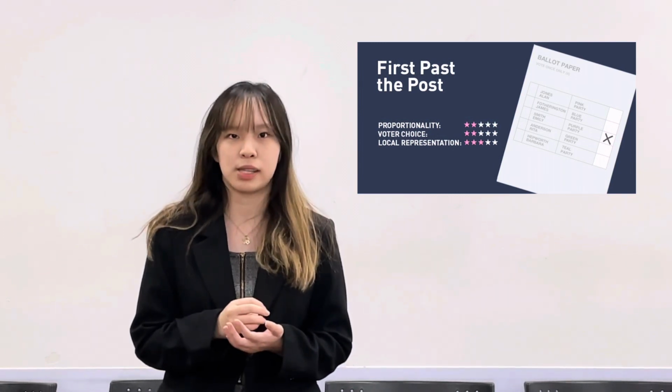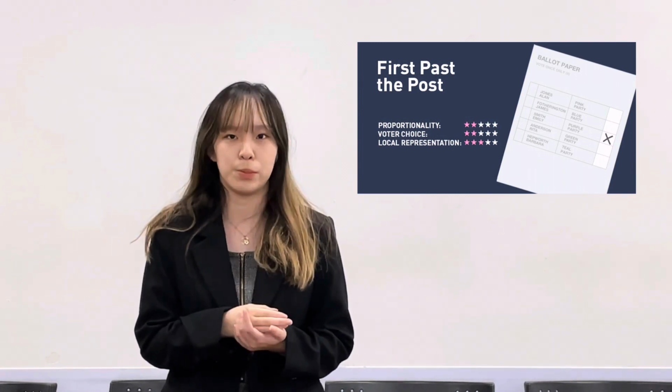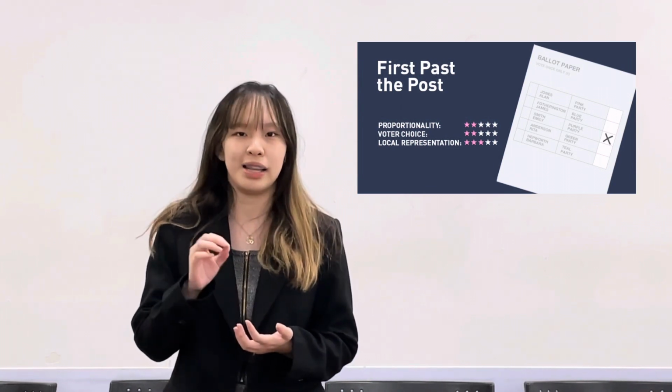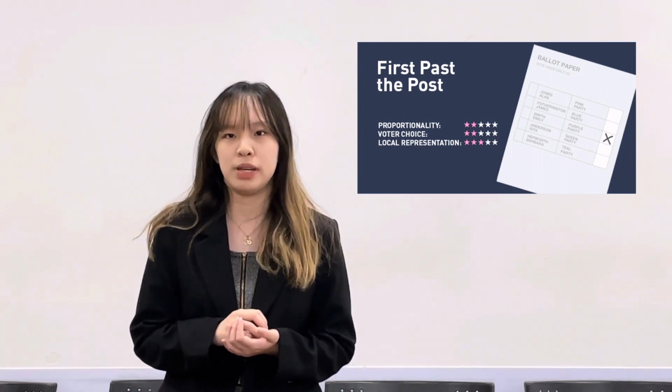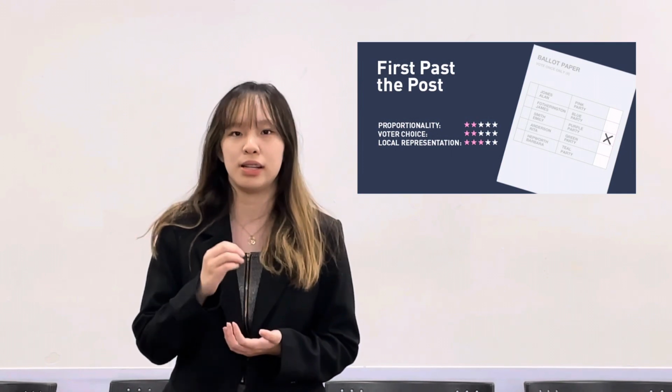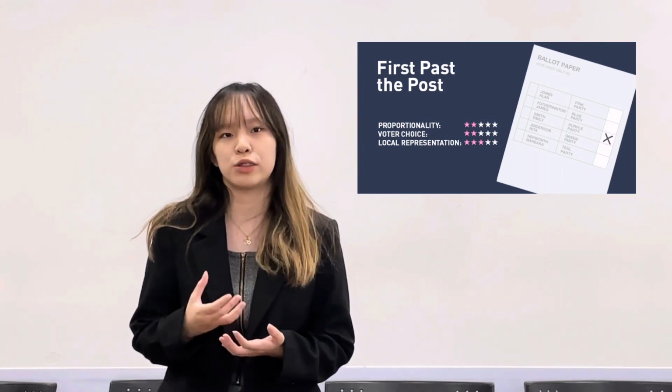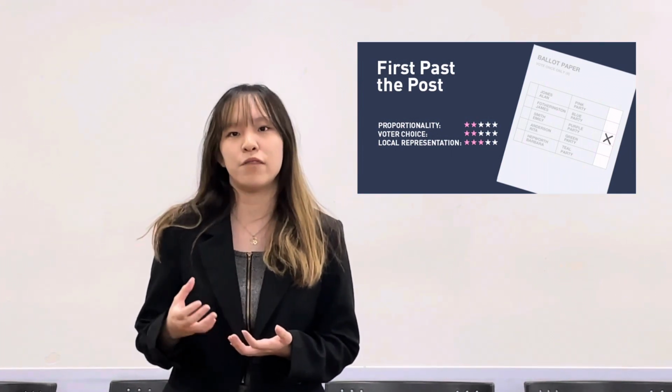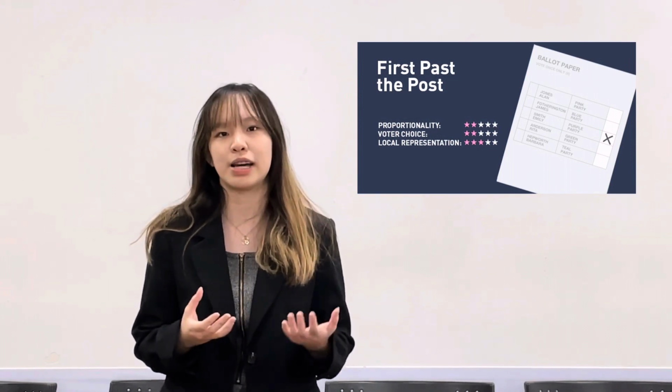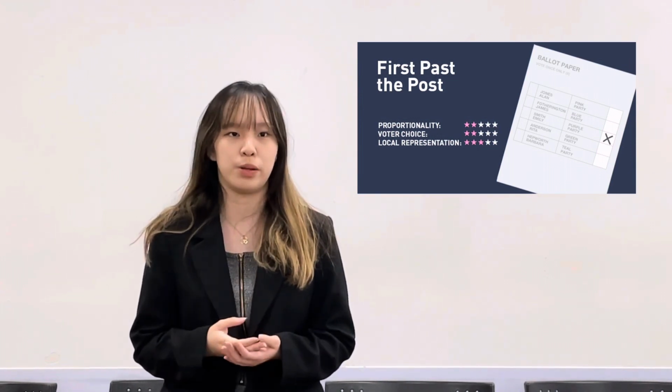The FPTP system tends to favor single-party governments, and coalition governments are less common. While FPTP ensures a clear opposition in the legislature, it also allows a strong government and provides enough opposition seats for effective checks and a viable alternative to the ruling party.